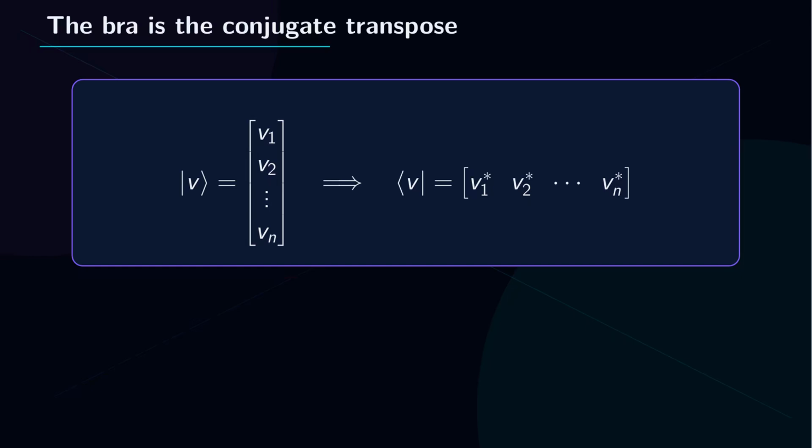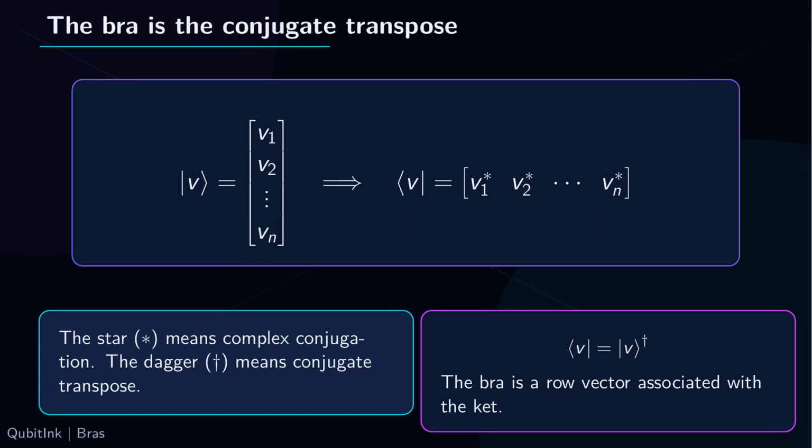A ket is represented as a column vector. The associated bra is obtained by complex conjugating each component and then transposing the column into a row. The star denotes complex conjugation, while the dagger denotes conjugate transpose. In compact notation, bra V is ket V dagger.